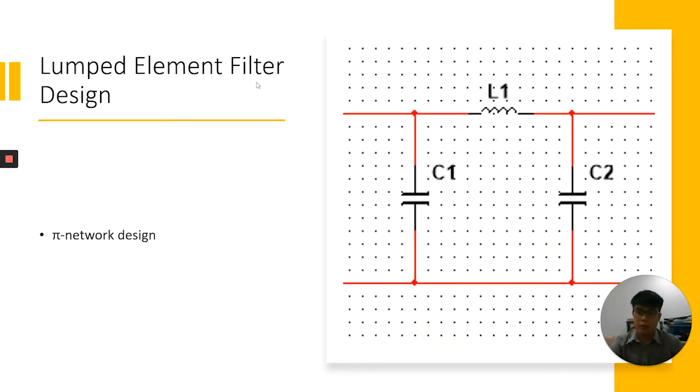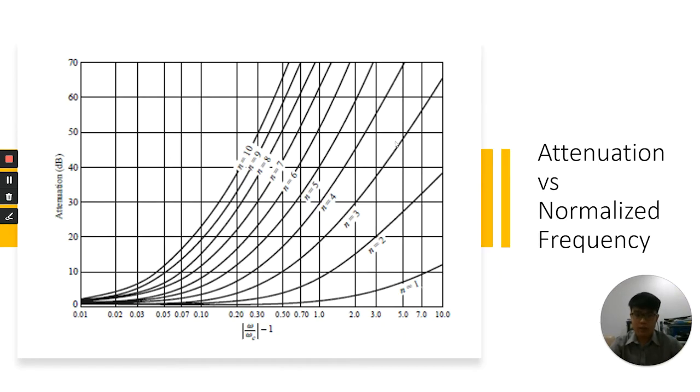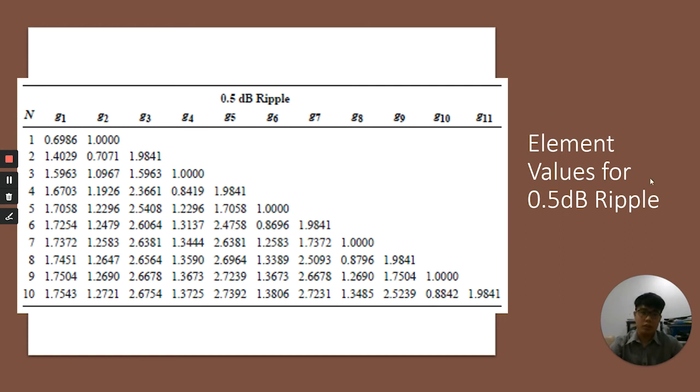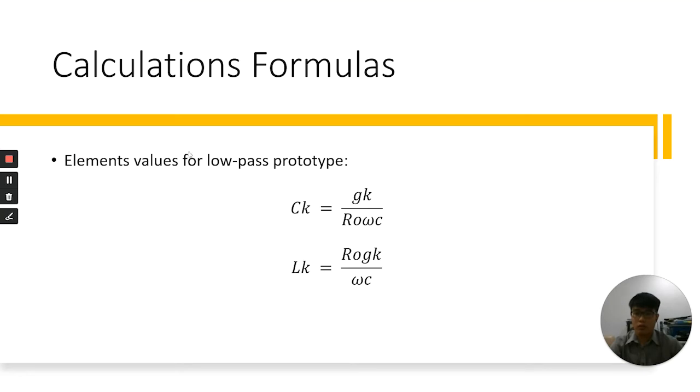First, for lumped element filter design, we are using the pi network design because it is an odd-order filter. Second, the number of order can be determined by using the graph of attenuation versus the normalized frequency. And the element values we get are from this table, the 0.5 dB ripple table, referring to this line. The calculation formulas are given by C_k and L_k by substituting the g value into them.